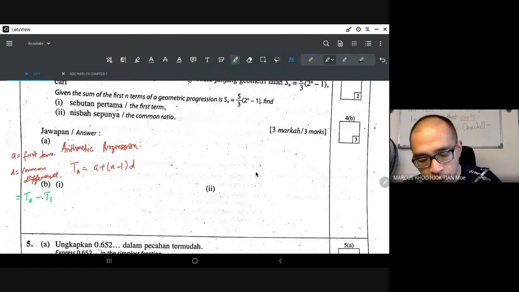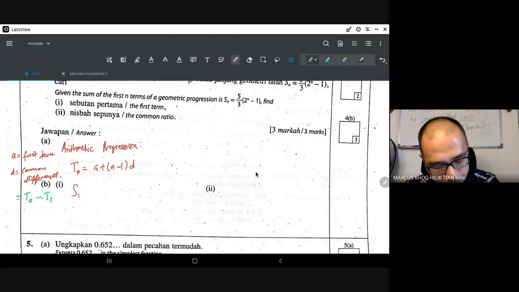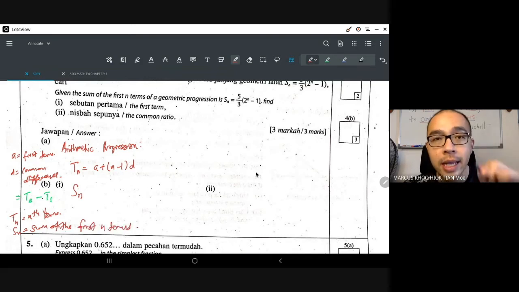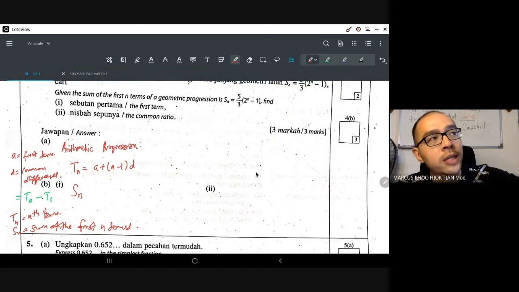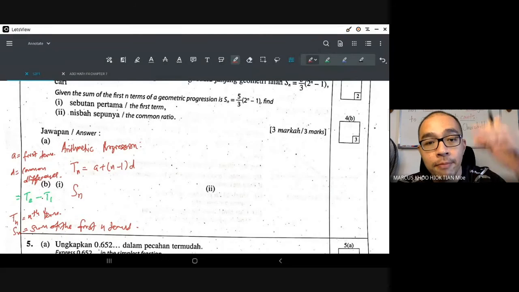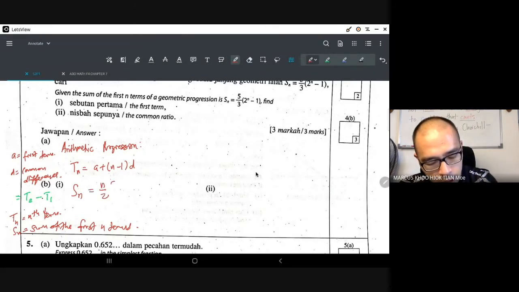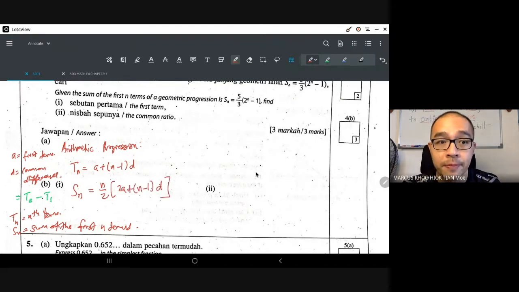Now when we talk about the nth term, we also have to talk about the sum. S is sum. So Tn is the nth term and Sn is the sum of the first n terms. Sum of the first n terms maksudnya nombor yang pertama campur nombor yang kedua, campur nombor yang ketiga, campur nombor yang keempat, sampailah nombor yang ke n. And the formula is n over 2 times 2a plus n minus 1 multiplied by d.